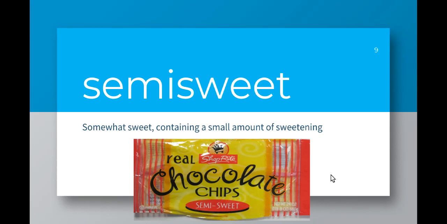Semisweet means somewhat sweet or containing a small amount of sweetening. I think of chocolate chips when you look at the store. They usually have dark chocolate chips, milk chocolate chips, and then semi-sweet chocolate chips. Those are somewhat sweet and they have a little bit of sweetening in them.